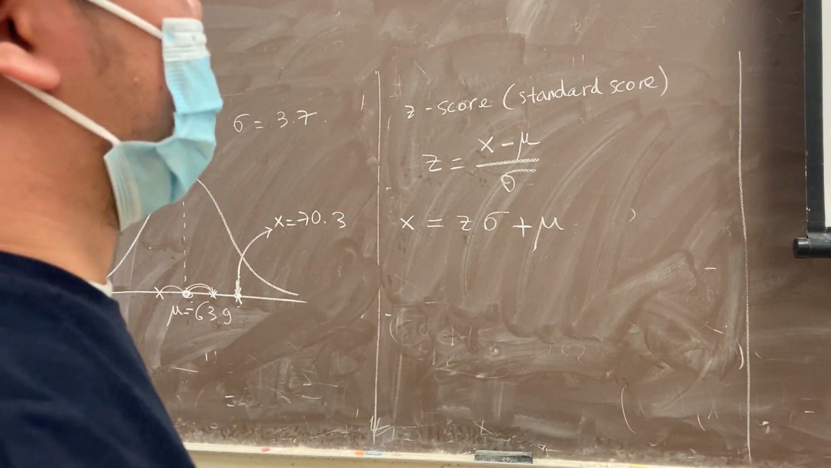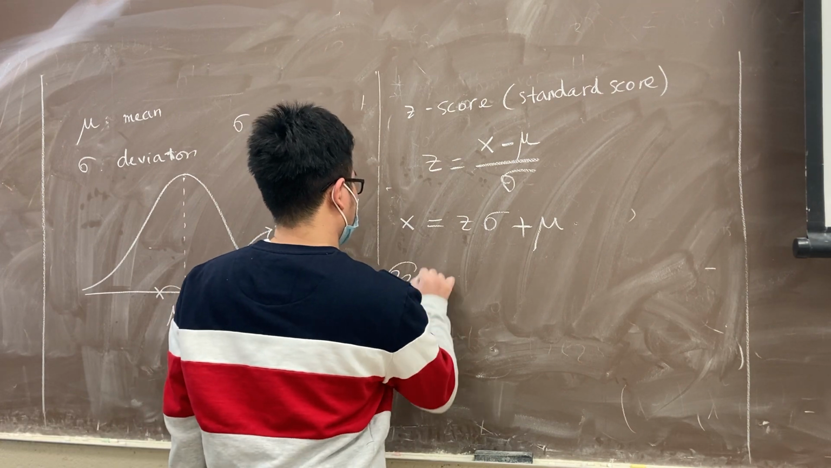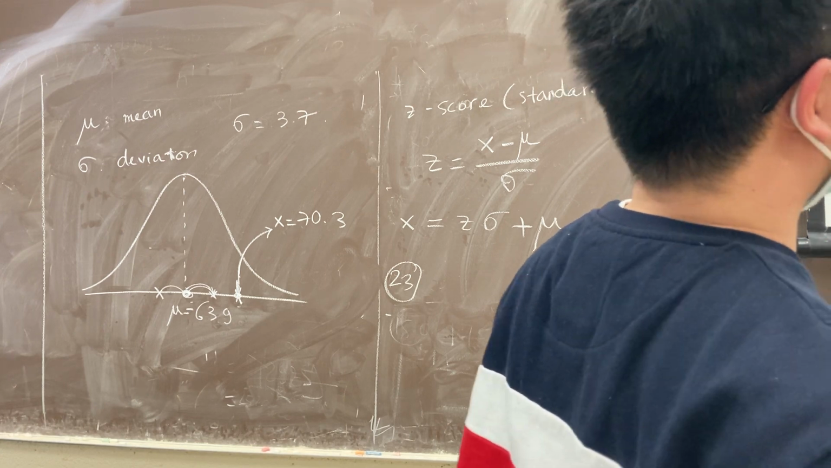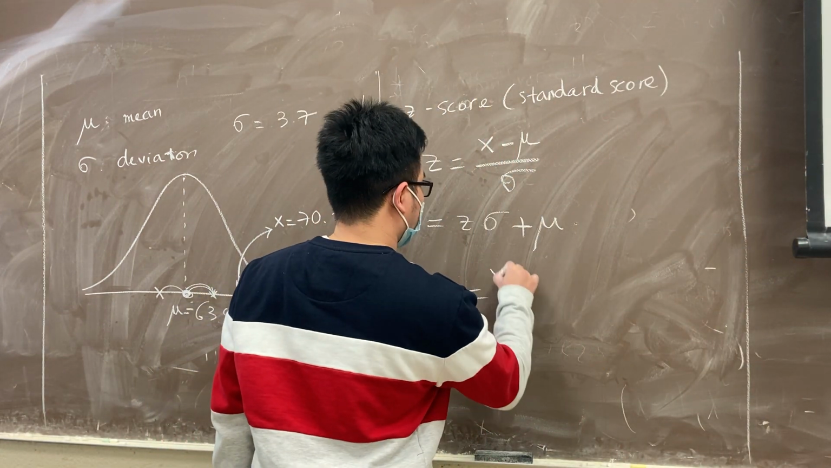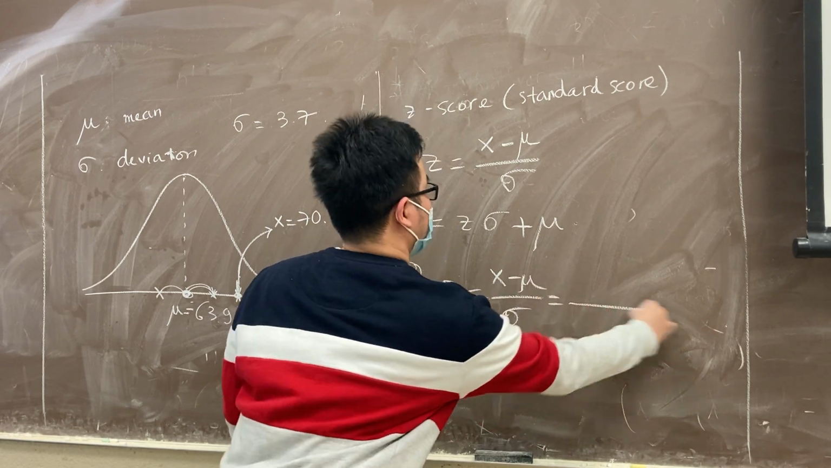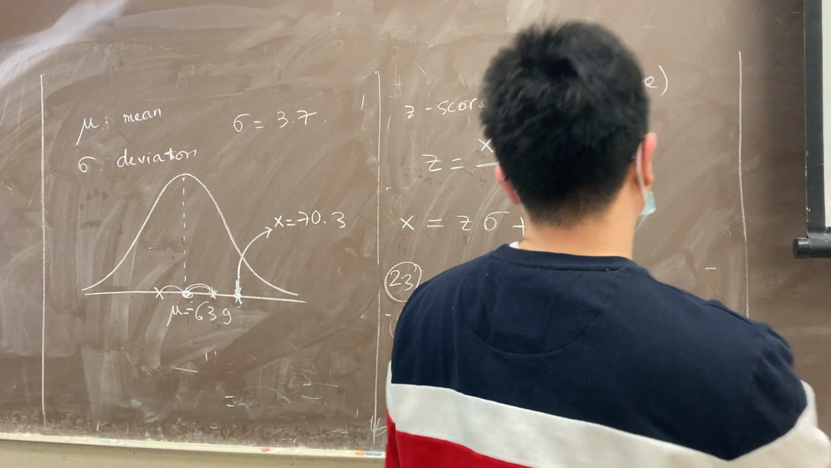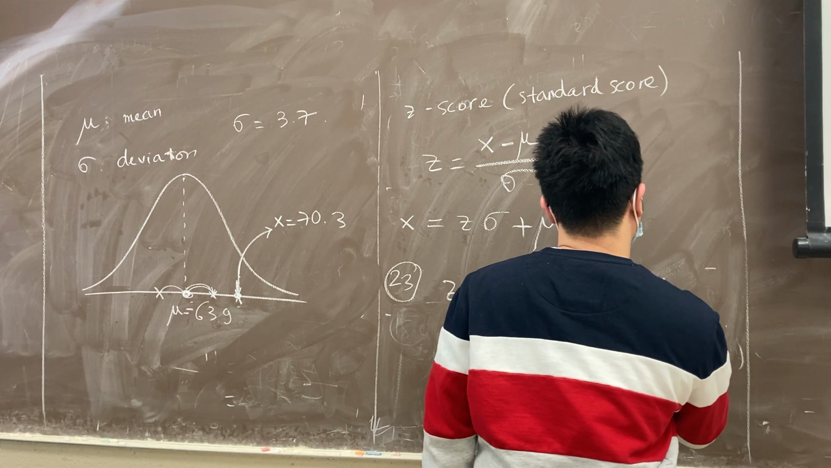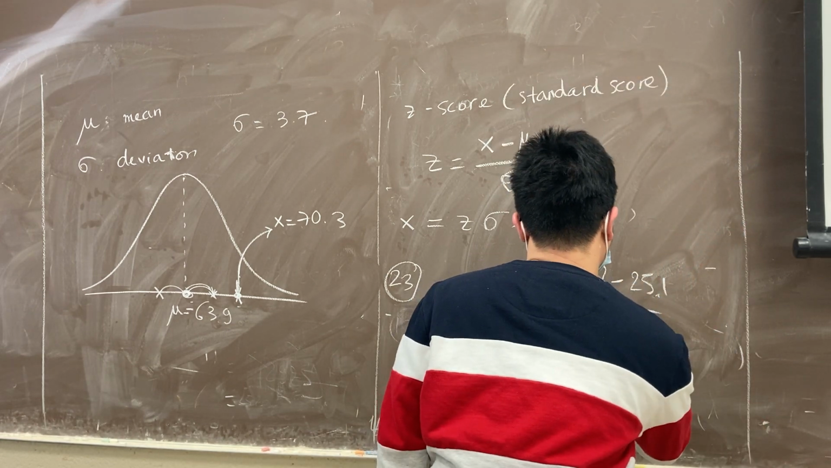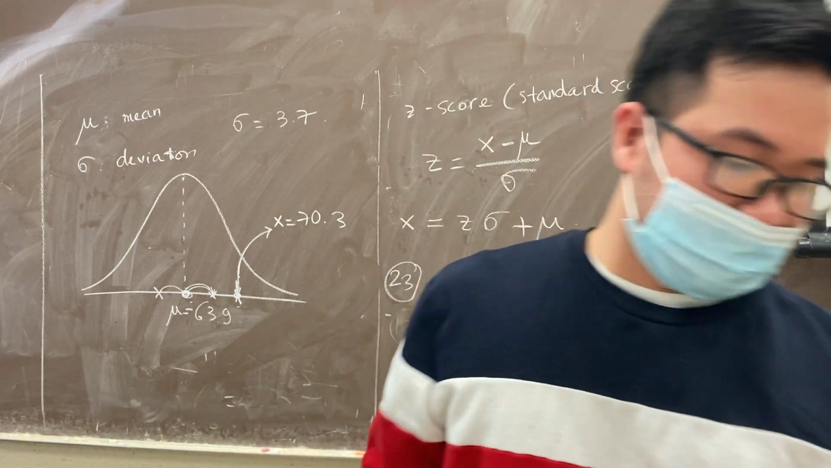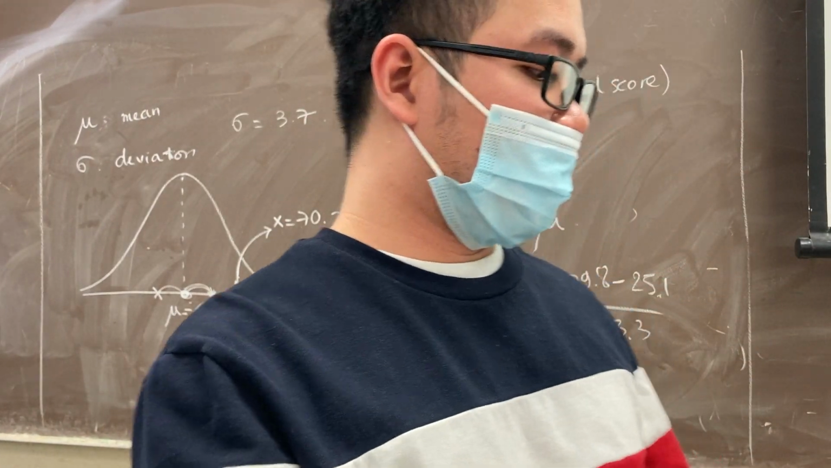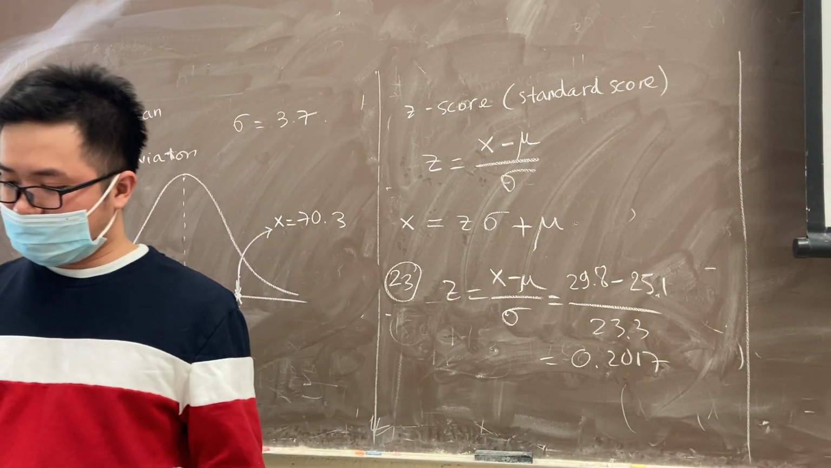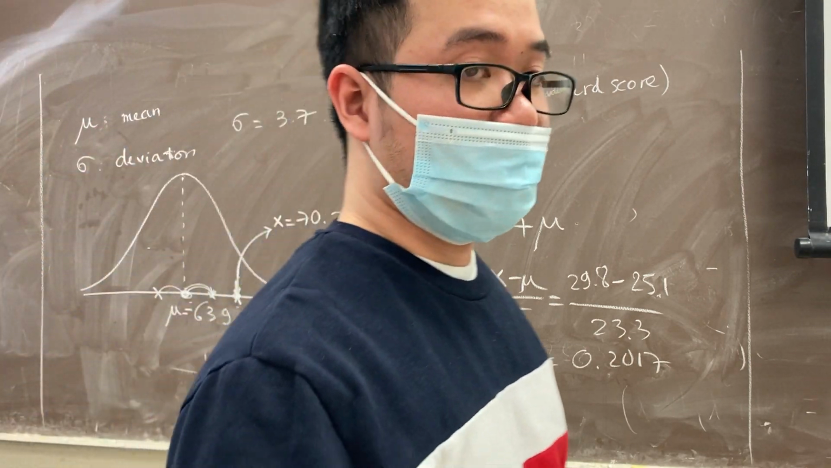And look at question 23. Here they give you the X value. They want to calculate the standard score. That means calculate the Z value. Z here is X minus mu over sigma, and X here is 29.8 minus mu here is 25.1 over 23.3. After that you will get the answer for this, which is 0.2017. That is to calculate the Z score.